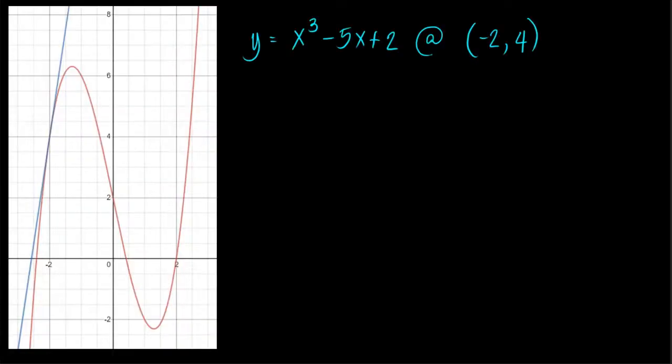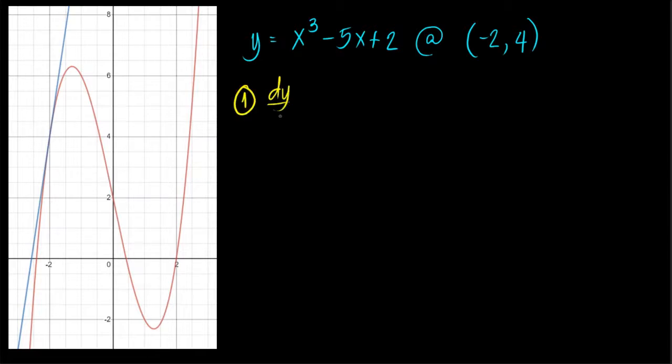Another one. Here, look for the equation of the tangent line at y equals x cubed minus 5x plus 2 at negative 2, 4. So, ari na ang aton nga curve, x cubed minus 5x plus 2, and this is the tangent line, the blue one. But what is the equation of that? Okay, so step 1 is to derive.